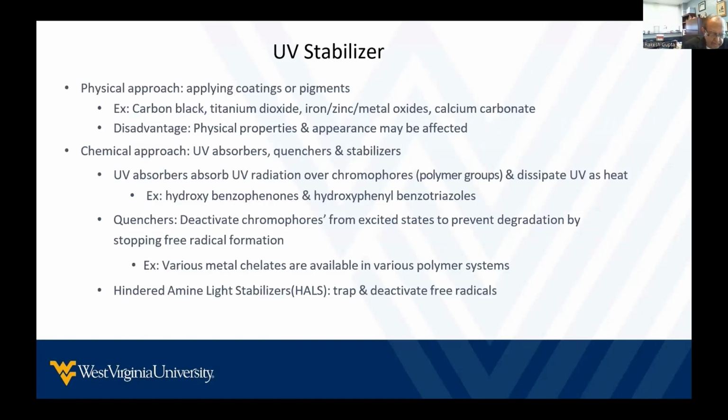To minimize this effect, one uses UV stabilizers, and the approach could either be physical or chemical. One can put in additives like carbon black or titanium dioxide, or one can put in UV absorbers, quenchers, and stabilizers, and there's a wide variety of these materials available, and some of these are listed on this slide.